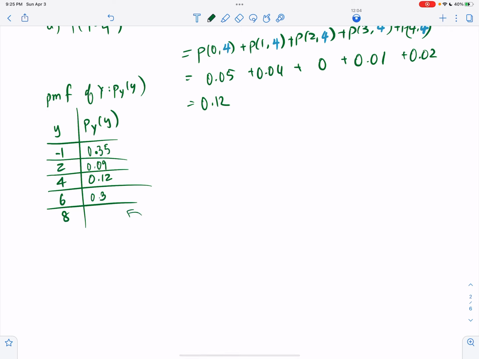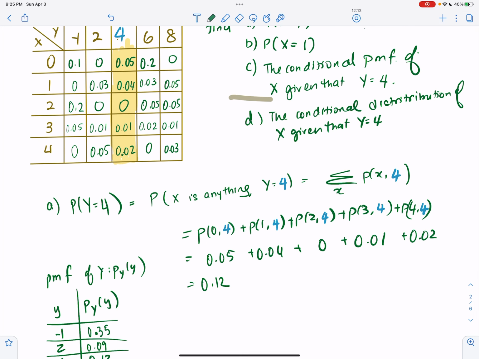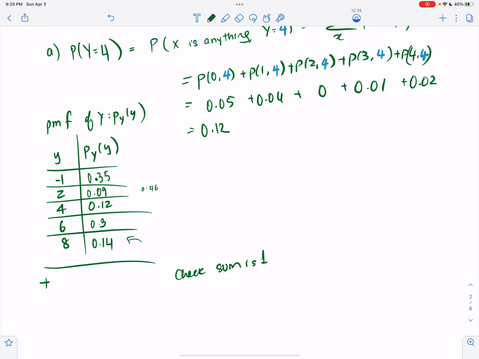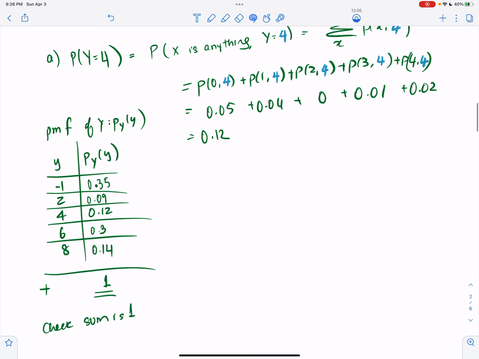For the probability y equals 8, we could do it one of two ways. We could do 1 minus the sum of these probabilities, or we could add up the probabilities in this column. So let's just add these up: 0.1, 0.11, 0.14 is what we get. And you can check that the total is 1. So what do we have? 0.35, 0.09, 0.12, 0.3, and 0.14, and the sum is 1. This is just adding up all the probabilities of y equaling y, and of course they need to add up to 1. That wasn't asked in the question, but I wanted to remind you of this and work it out.